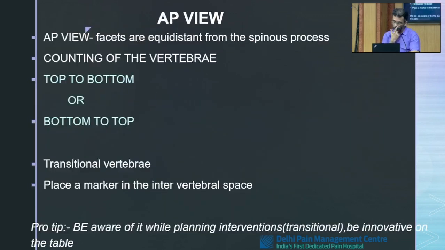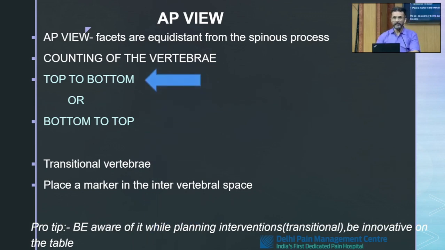Okay, now counting. We have counted. So what is the best way of counting? Top to bottom, bottom to top? Bottom to top. Hands, can I have bottom to top? Very good. The ideal way is top to bottom. The reason being, there are more transitional vertebrae present as an anatomical anomaly, as we know, right? Therefore, always try to go from top to bottom.